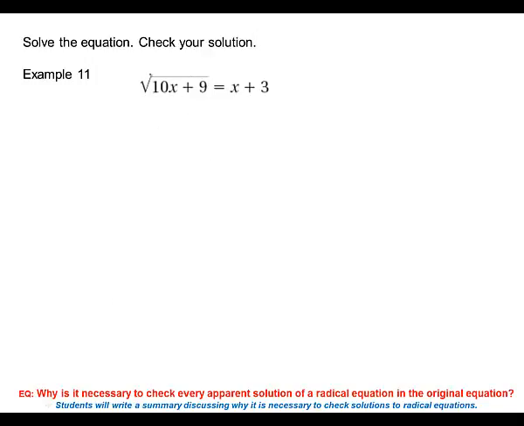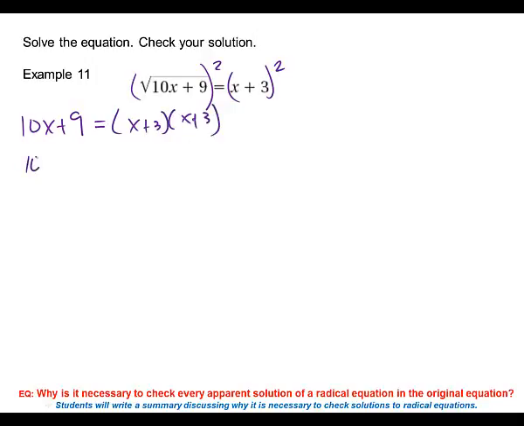Okay, example 11, same thing we just did. I need to do what to both sides? Square. So we're going to see another one just like what we did. So we end up with 10x plus 9 equals. Over here, does that mean square the x and square the 3? Nope, it means we need to FOIL. So 10x plus 9 is just going to hang out.